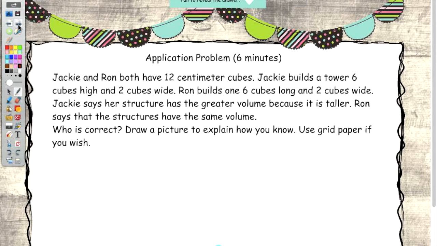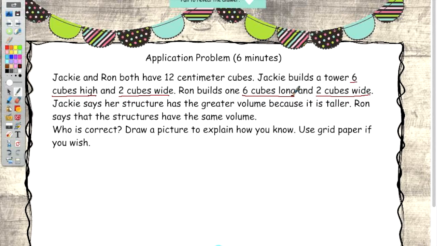So Jackie and Ron both have 12 centimeter cubes. Jackie builds a tower 6 cubes high and 2 cubes wide. Ron builds one 6 cubes long and 2 cubes wide. I notice they're both 2 cubes wide. Okay? Jackie's is 6 cubes high, so that goes up. And Ron's is 6 cubes long, so that goes across.